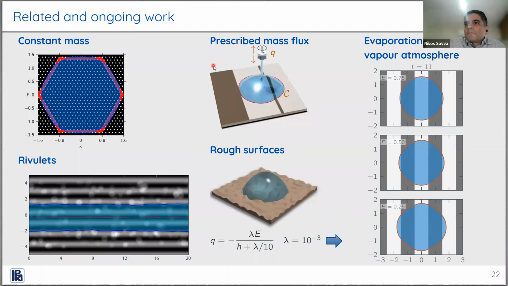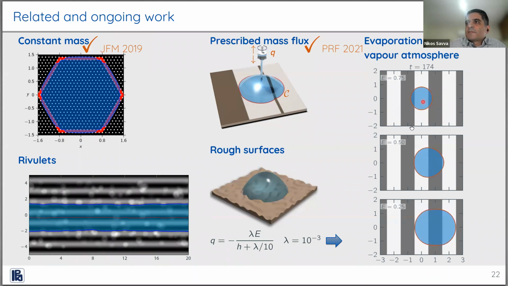Okay, so these methods can actually be used in other contexts. So far, for example, we have done the constant mass and the prescribed mass flux. At the moment, we are working on a publication for when we have evaporation in pure vapor atmosphere, and we have also developed the models for rough surfaces and rivulets as well.